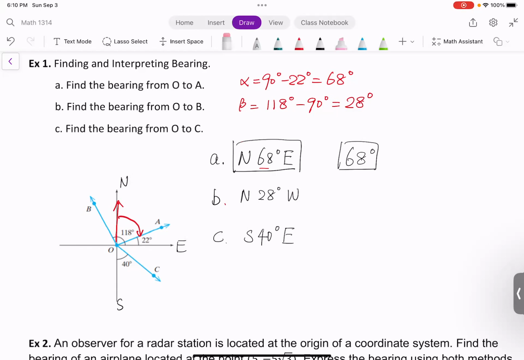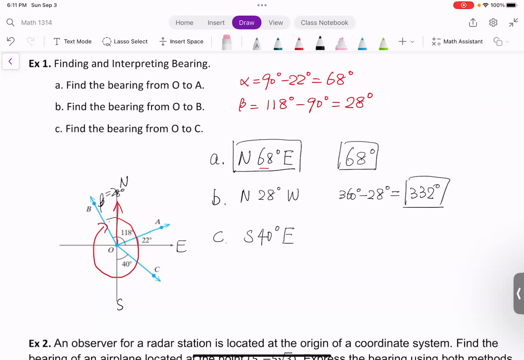Number B, we're starting from the north and then all the way here. I remember that we have talked about this angle is beta. I think beta is 28 degrees. Oh, that means I can use 360 minus 28 degrees. What is that? It's 332 degrees. This is the bearing.